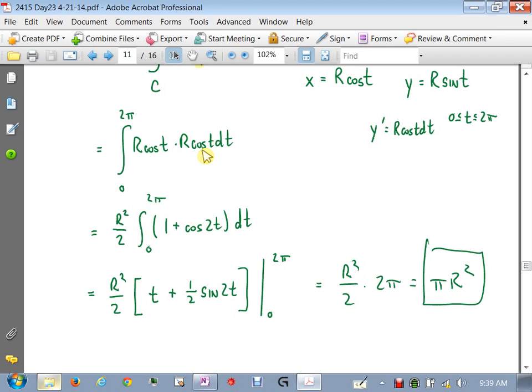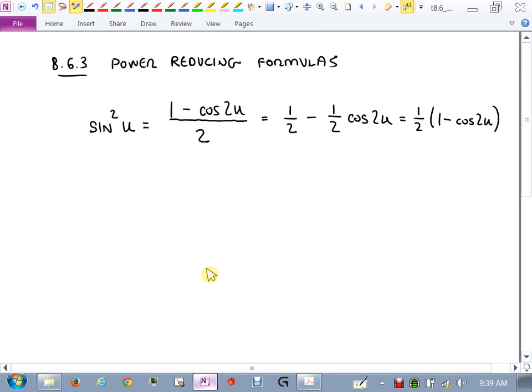Notice from this line to this line, forget all the other stuff, but notice that cosine t times cosine t, here's the 1 plus cosine 2t, and then where's the 1/2? It's out here. Okay, I actually pulled it way out of everything. So I'm just showing you this is that formula in a problem like later on in other math classes. So that's why I prefer this one over this one.